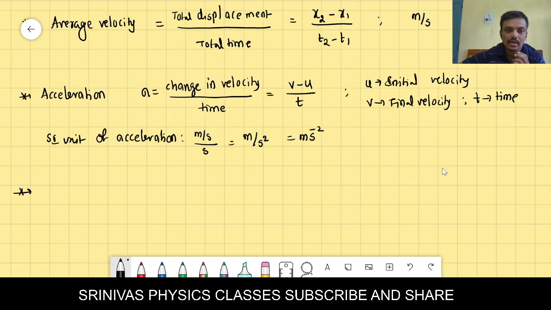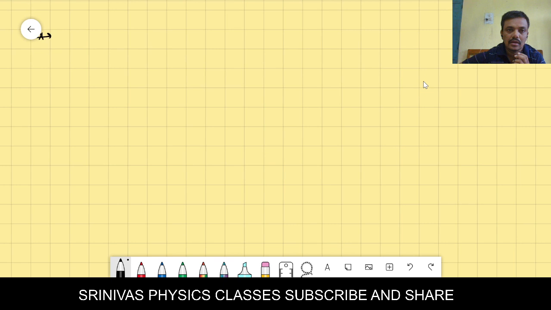Next, we discuss the equations of motion. What are the equations of motion? Equations of motion for a uniformly accelerated body. That means if acceleration is constant, there are some equations.